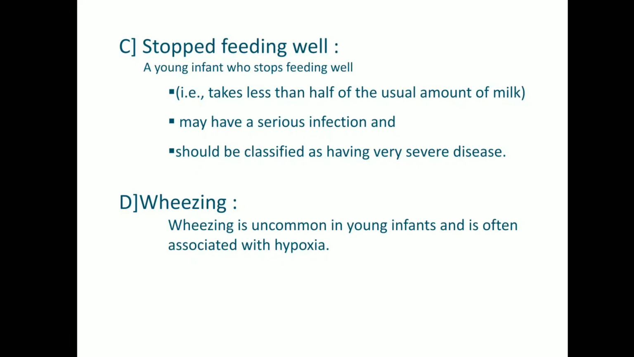And when the child stops feeding well, what will the child do at this stage? The child will not take the total amount of milk. For example, usually he is drinking like 500 ml of milk per day, but he might take only 100 ml or 150 ml. So he will drop to half level. This occurs due to any kind of serious infection. So whenever the child stops feeding well, you have to consider the patient as having very severe disease.